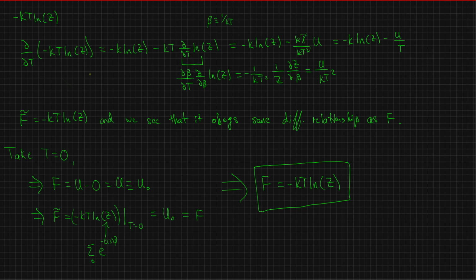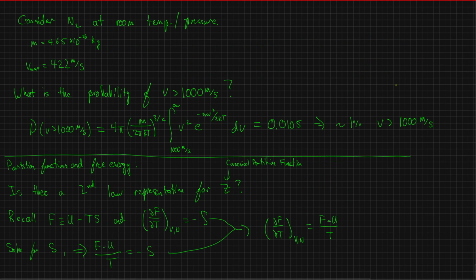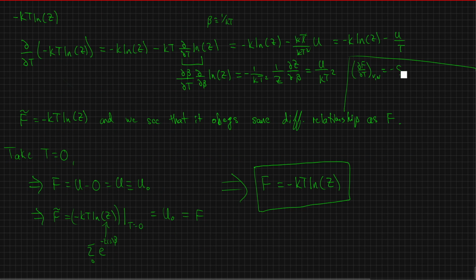Okay. Yeah, so maybe this wasn't super clear. Here, let me clear this up a little bit. So maybe I can fit it in here. Okay, so on the previous slide, we had del f del t with v and n held constant is equal to minus s, right? And using that, we showed that it equals f minus u over t. So f minus u over t. So we know that f obeys that relationship, right?